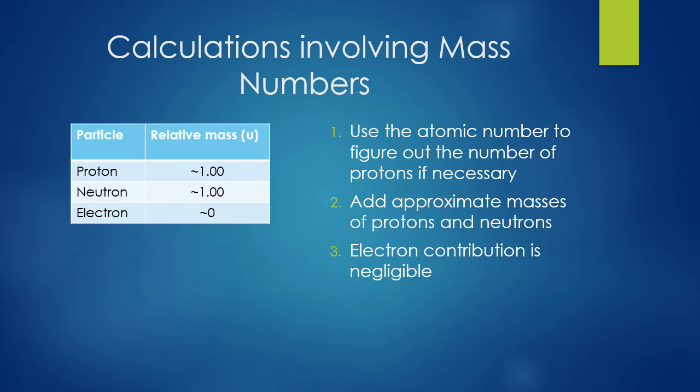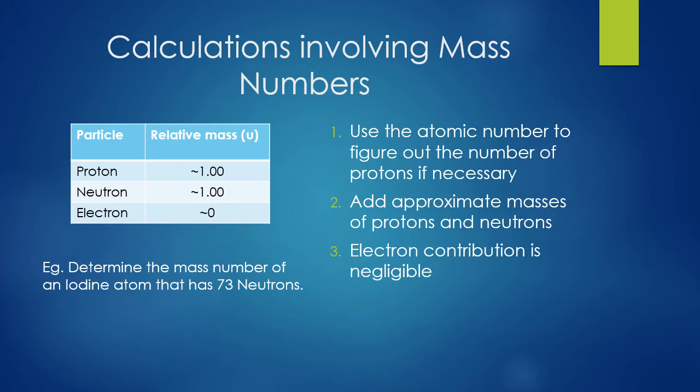Let's look at some calculations involving the mass numbers. So in this example, we're going to determine the mass number of an iodine atom that has 73 neutrons. Well, notice they gave us the number of neutrons, but we just said on the previous slide that for mass, we need the neutrons and the protons.